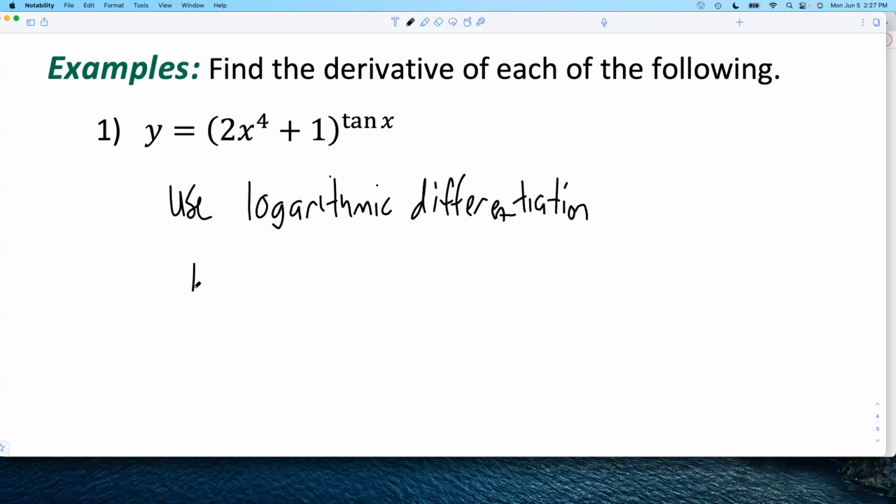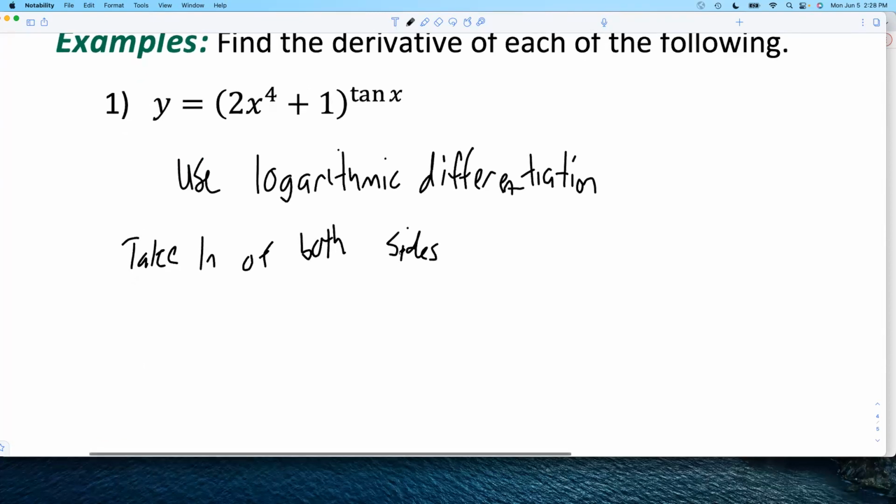So to do that, we take the natural log of both sides. I'll write out the steps here. I'm allowed to do that. The log is a 1-to-1 function. As long as I'm in the domain of log, we're okay. So we get the natural log of y equals the natural log of the right side.